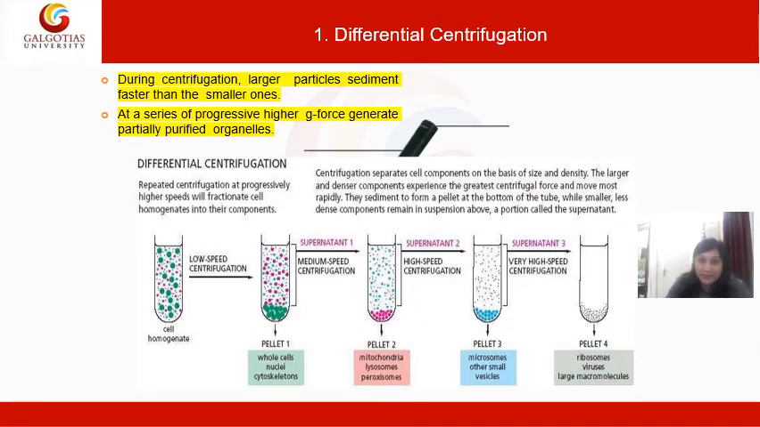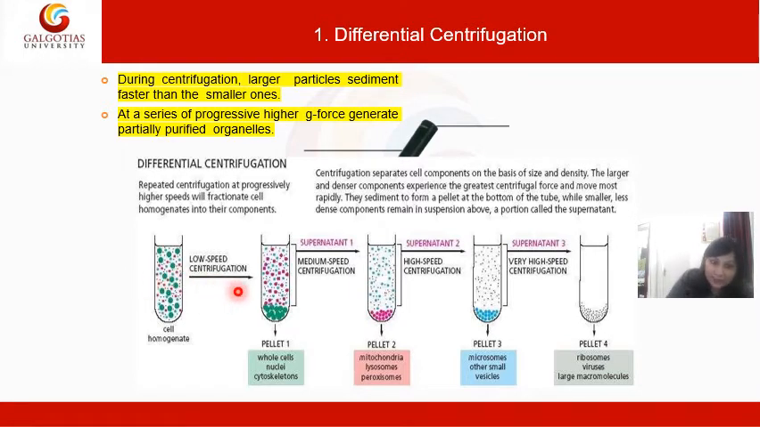Now let's understand differential centrifugation using this pictorial representation. During centrifugation, larger particles sediment faster than smaller ones, which we have already learned in the basic principle of sedimentation and centrifugation. A series of progressively higher G-forces generates partially purified organelles. What happens in differential centrifugation, you can see here in the picture. This first picture shows the cell homogenate. Homogenate means it is a homogeneous mixture of different cell organelles. Then we start our centrifugation process.